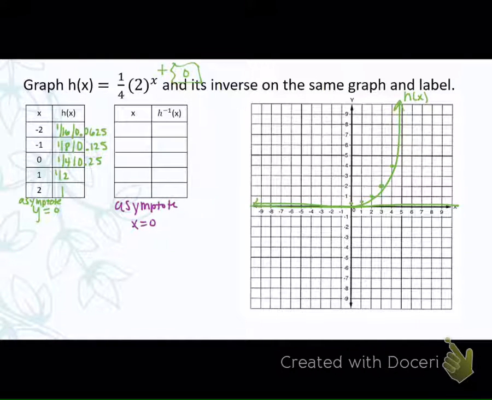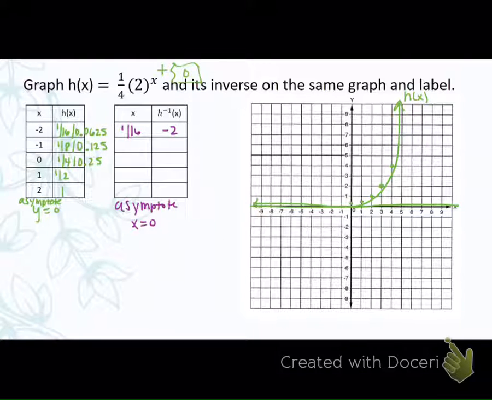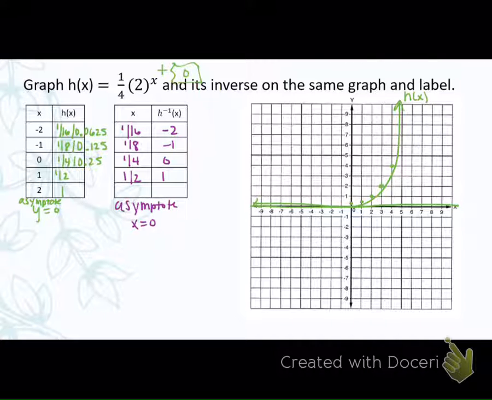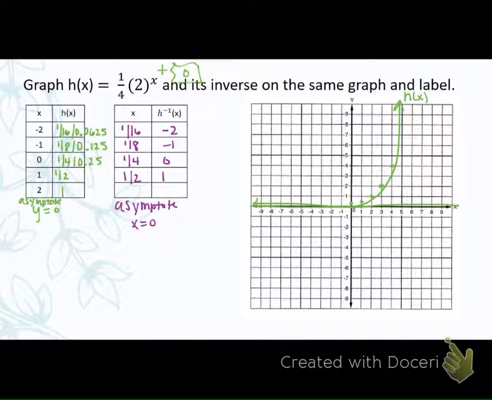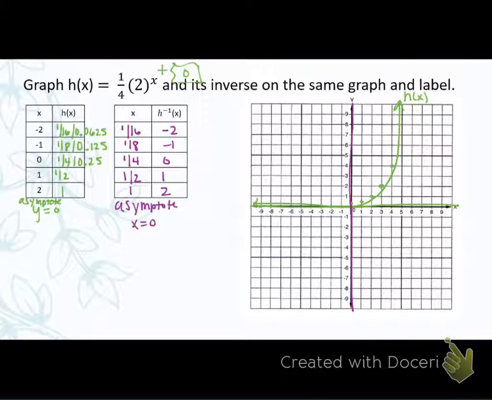The whole thing? Yes, please. Okay, so let's see. For x on the first one, you have 1/16, and then for y, -2, and then the next one is 1/8, and then -1, and then 1/4 and 0, and then 1/2 and 1, and then 1 and 2. So we have our vertical asymptote here that we cannot cross.